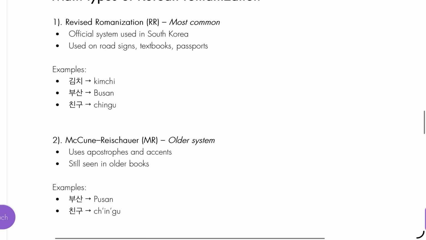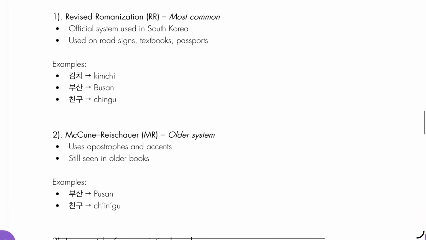So the main types of Korean romanization, this is what we need to look at, because there's a certain romanization that makes it a lot closer to the Korean and one that makes it a little less close to the pronunciation. But let's go through this. So, revised romanization is the most common. You're going to see this one a lot. This is the one that's officially used in South Korea. So we'll see it on road signs, in textbooks, on passports. So this literally is going letter for letter, spelling out.